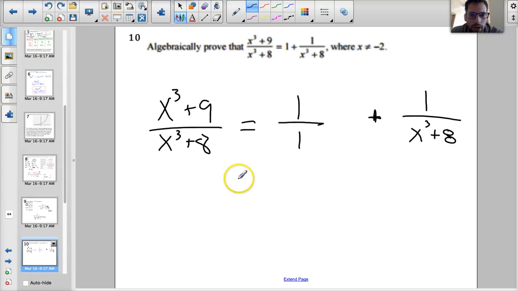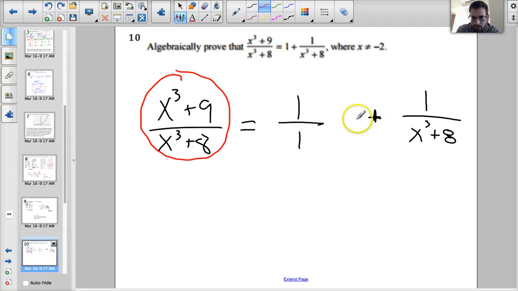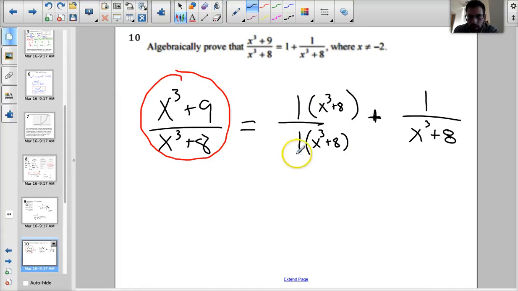Okay, so to do a proof, I'm not going to want to touch this side. I want to just keep this side exactly as it is, and I'm going to manipulate this side and try to get this side to look like this side algebraically. So in order to do that, it looks like I'm going to need a common denominator. So it's going to have to become x to the third plus 8 and x to the third plus 8. Okay, so this now I can kind of ignore my denominators, but I won't actually because I'm not solving an equation. I'm going to distribute.